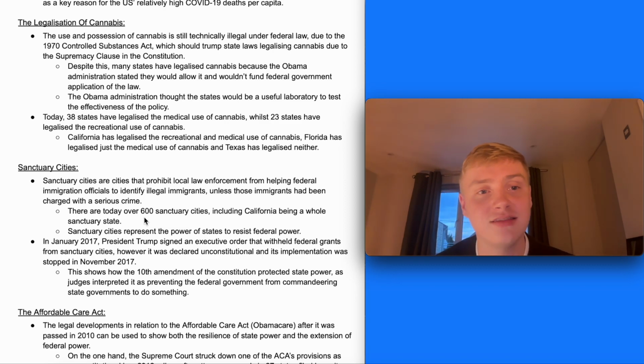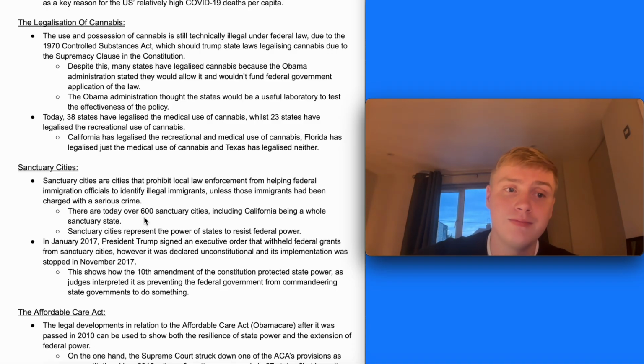And today, 38 states have legalized the medical use of cannabis, whilst 23 states have legalized the recreational use of cannabis as well. California has legalized the recreational and medical use of cannabis. Florida, for example, has legalized just medical use, and Texas has legalized neither.